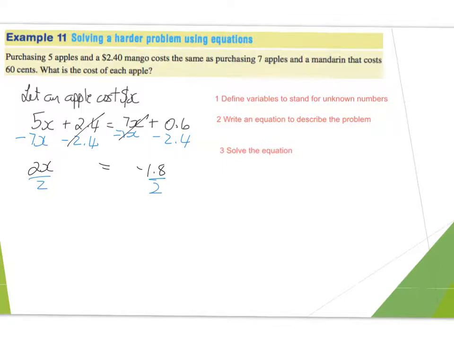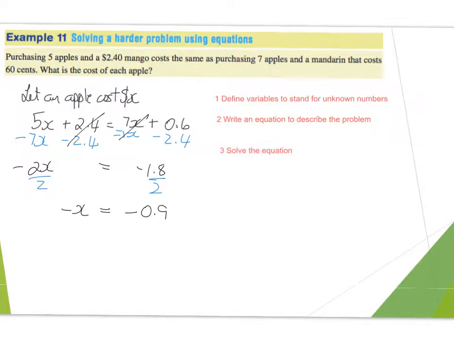Now you show me. 5x take 7x is negative 2x. Thank you for helping me with that one. Negative 2 divided by 2 is going to be negative x, which equals negative 0.9. Now students have asked me, sir, do I have to show what I'm doing here? And the answer is, yeah, of course you need to show me what to do.